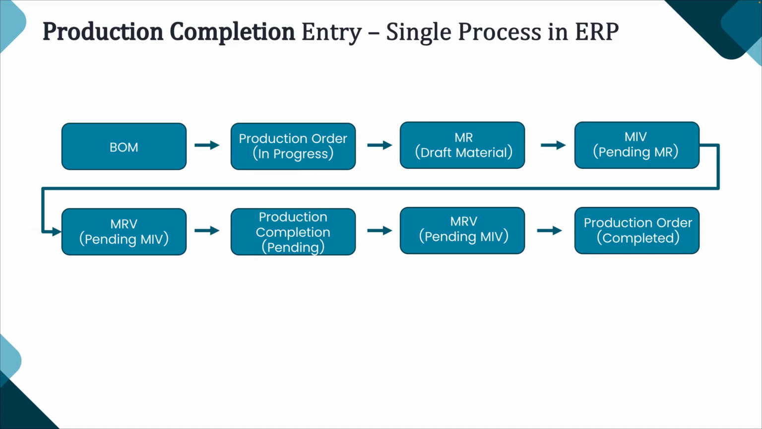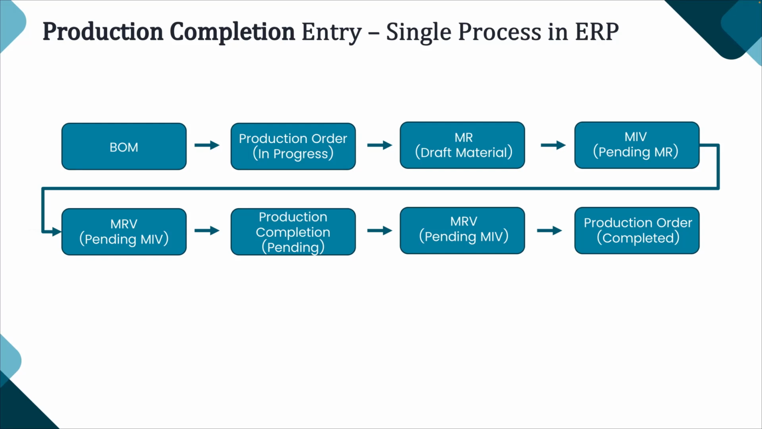where pending will be the posting of the document, and after that you will be having a material receipt voucher, where you'll be taking off the pending, that's of material issuance voucher, and a production order, where at the final step it will be getting completed from in progress.